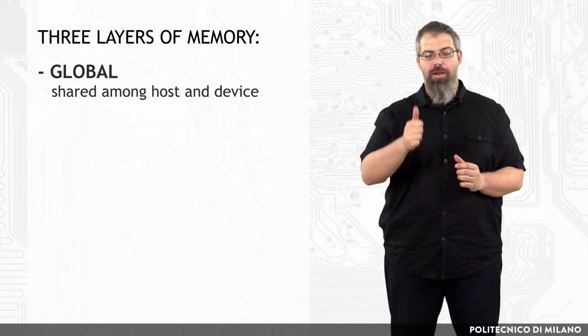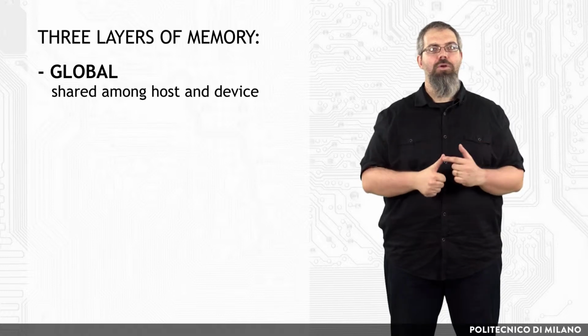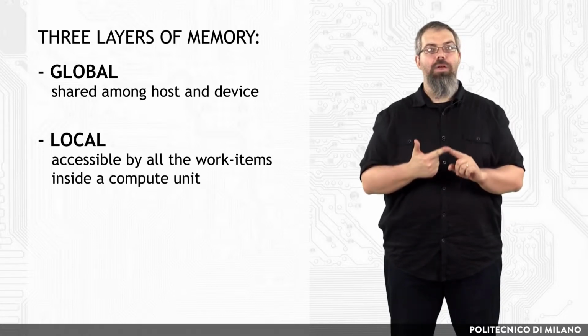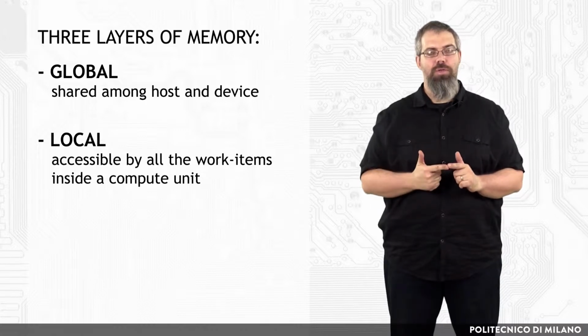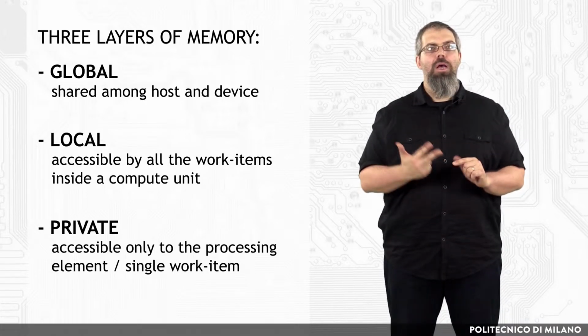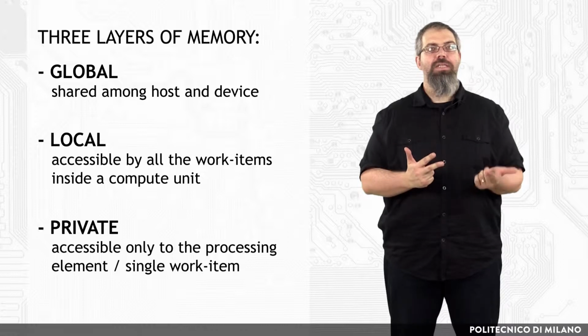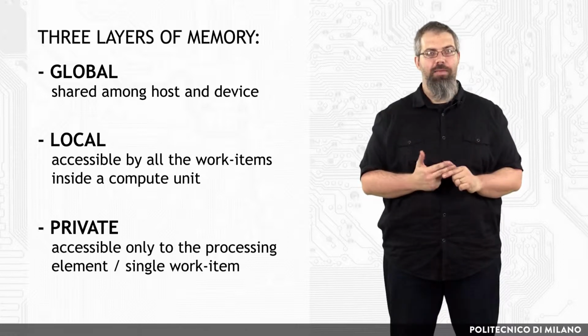In the OpenCL memory paradigm, there are mainly three layers of memory: a global memory, which is shared among host and device; a local memory, which is accessible by all the work items inside the compute unit; and a private memory, which is accessible only to the processing element or single work item.